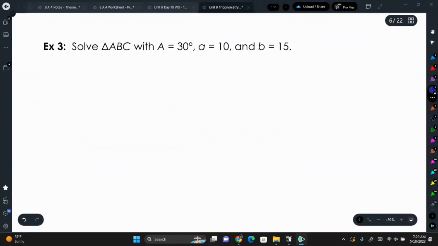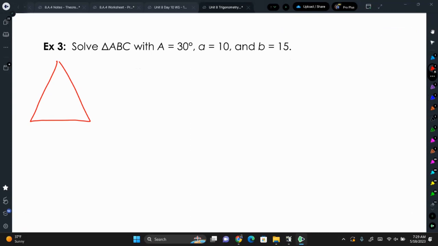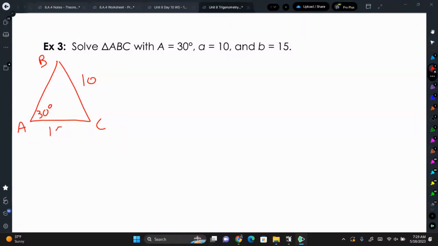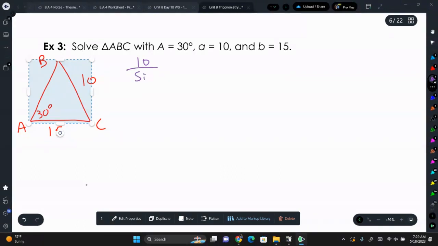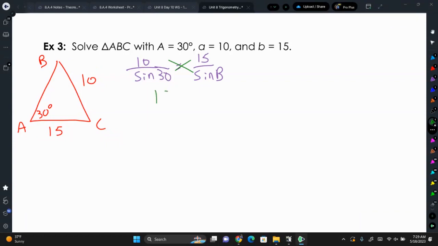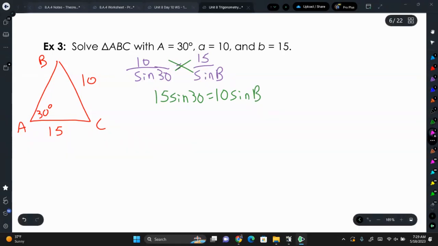All right, now this one, triangle ABC, angle A is 30 degrees, side A is 10, side B is 15. So let's do the law of sines. So 10 over the sine of 30 degrees is equal to 15 over the sine of B. Cross multiply. 15 times the sine of 30 equals 10 times the sine of B. And then we divide both sides by 10.